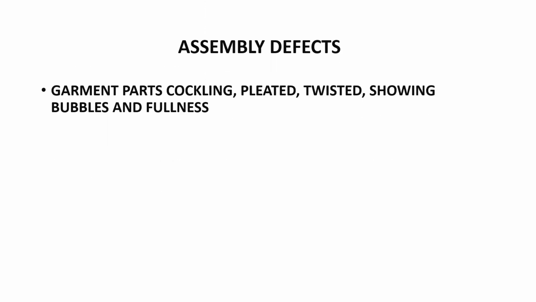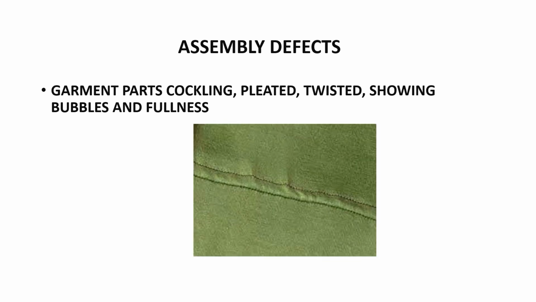Now again the garment parts, the different areas of the garment, like pleating, twisting, cockling, if it shows bubbles and fullness, it is also not acceptable. So different parts of the garment are very important, that is how you are maintaining the quality control, and it should not produce, like in the figure, some sort of fullness or bubbles. It will be termed as assembly defects in the garment if it falls into that.